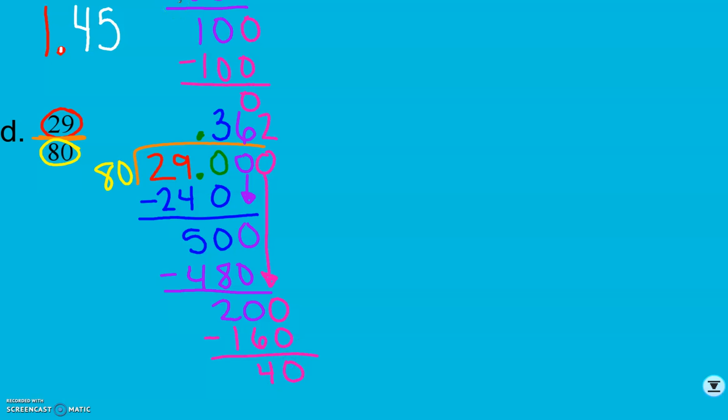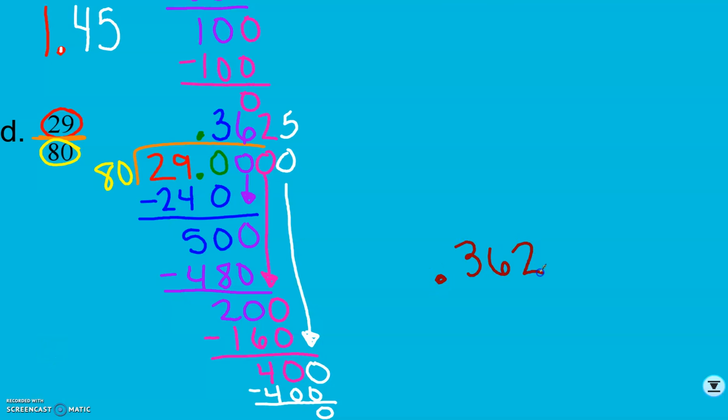80 does not go into 40, but I can add a 0, bring it down. And 80 into 400, we can think about in terms of 8 into 40, which is 5. Multiply it back, 400, I subtract and get a remainder of 0. So finally we have a terminating decimal here. My final answer, 0.3625.